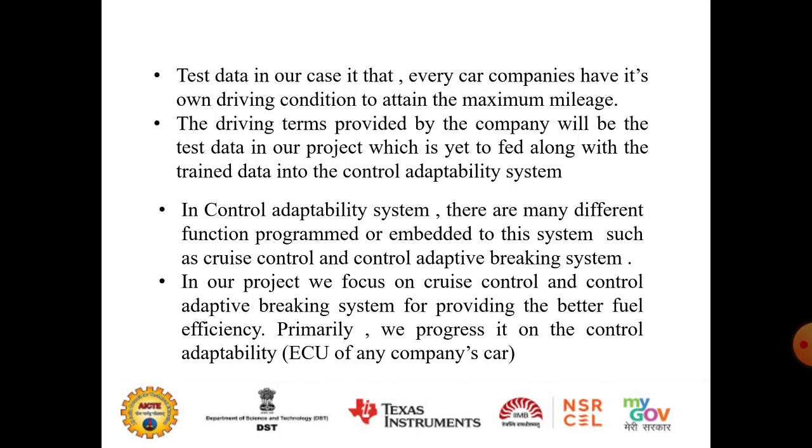Test data in our case is that every car company has its own driving condition to attain the maximum mileage. The driving terms provided by the company will be the test data in our project, which is yet to be fitted along with the trained data into the control adaptability system. In the control adaptability system, there are many different functions programmed or embedded, such as cruise control and control adaptive braking system. In our project, we focus on cruise control and control adaptive braking system for providing better fuel efficiency. Primarily, we progress on the control adaptability electronic control unit of any company's car.